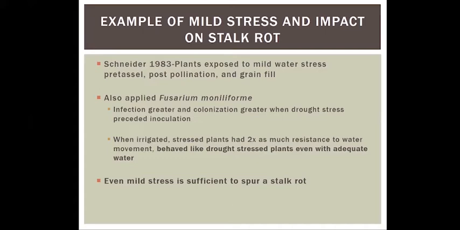Even in the case where you have rain or irrigation after inoculation, those plants still cannot take up water as fast as those that were not inoculated or not infected by this pathogen. And that resulted in these plants behaving like they're drought stressed, even though they're not. Okay, so once we have a situation where we have colonization of the roots by these microbes, our plants are going to start to underperform and not take up water as well, not take up nutrients as well. So even mild stress is going to be sufficient to spur stalk rots, hot and dry. That's what we're looking at this year, okay?